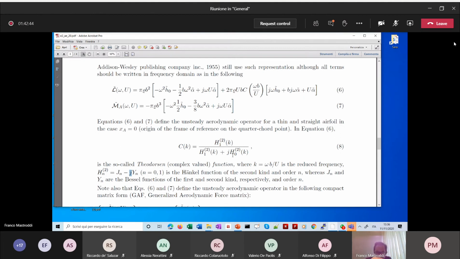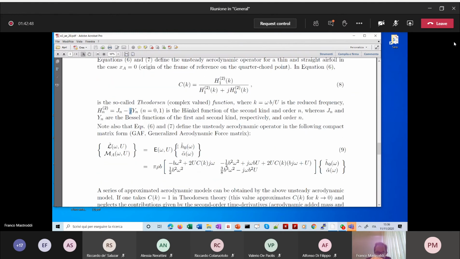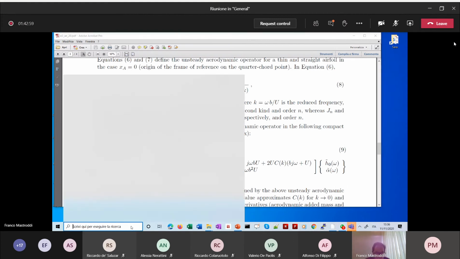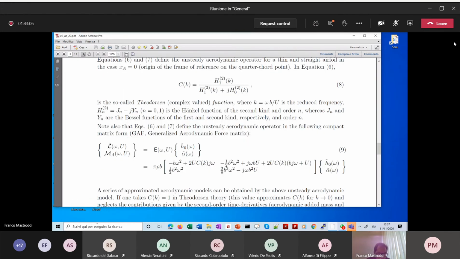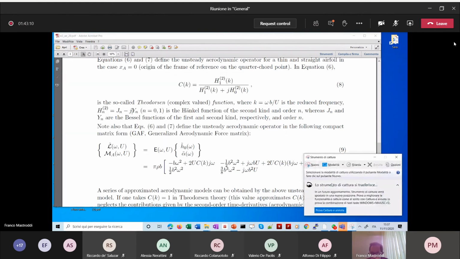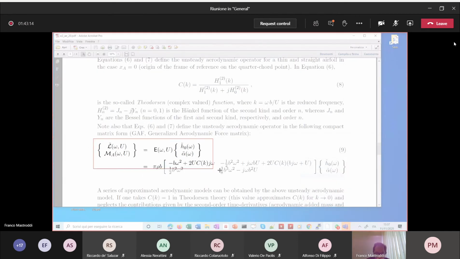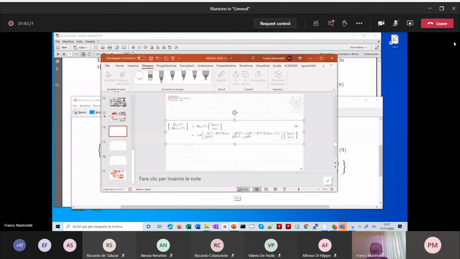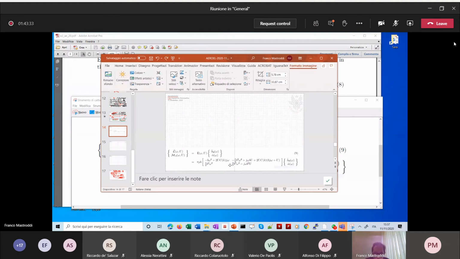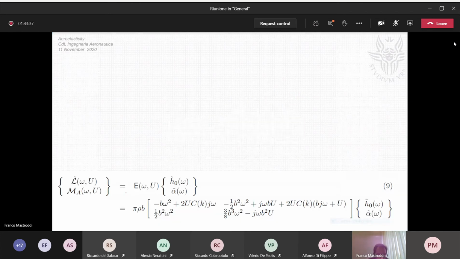And therefore, assuming this complicated function of k, you have finally here our equivalent formula. Okay, so this is L and M.